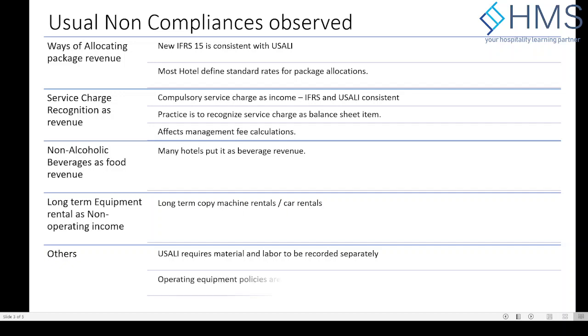Then the operating equipment. Usually the operating equipment policy is not defined in the Uniform System of Accounts. It just says that whenever you purchase, it has to be charged to the expenses. But hotels have their own policies on operating equipment, whether they will consider it as an asset, whether they will recoup all the purchases and damages from the service charge, or whether they will recognize it as inventory. So it depends on the hotel policy, but the idea here is that it has to be consistent with IFRS and with GAAP. So those are the usual non-compliances that we have observed.